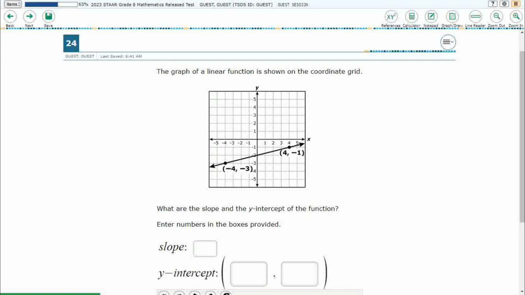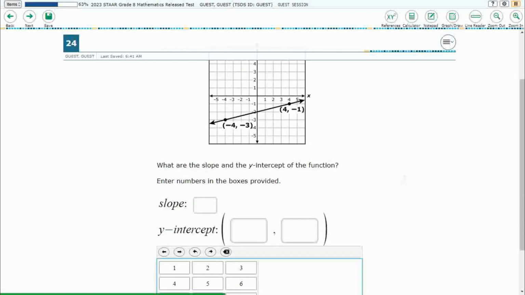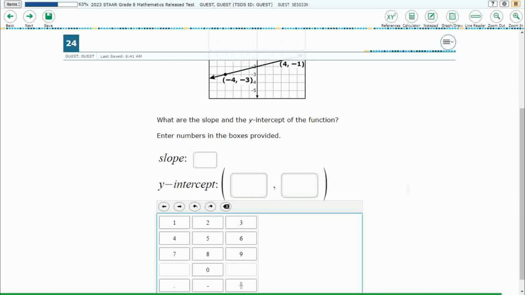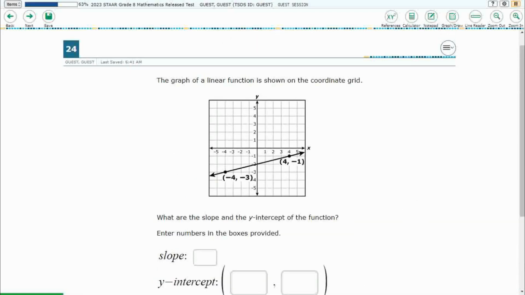Alright, so we have a pretty simple linear equation graphed here for us. They're asking us for the slope and the y-intercept, and it's this equation editor, so we're going to have to just hand enter them. No A, B, C, or D to choose from. So let's go ahead and figure out what those two are.